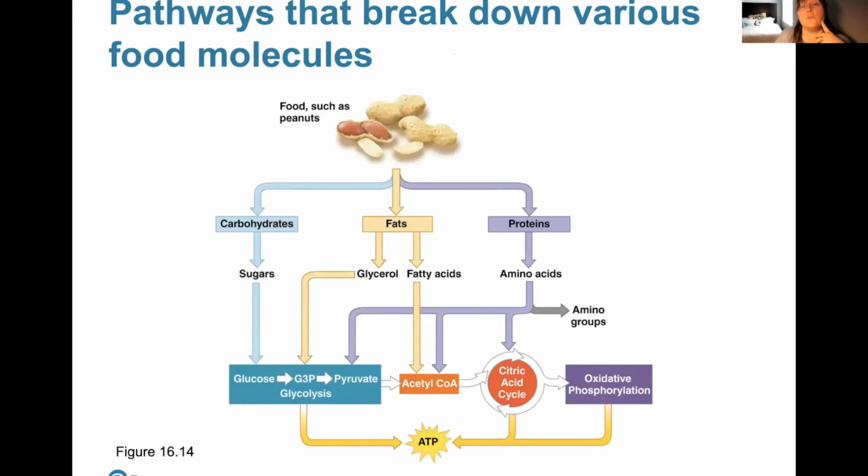So here it's going to show you peanuts. From peanuts, we've got the carbs and the sugars. So there it can do glycolysis. The fats break down for the acetyl-CoA and ATP. And the proteins go into all of them.